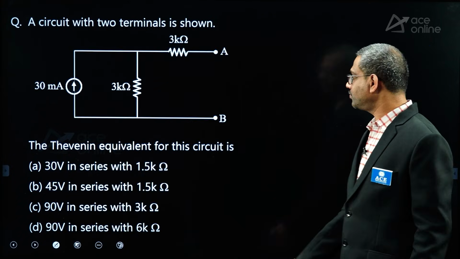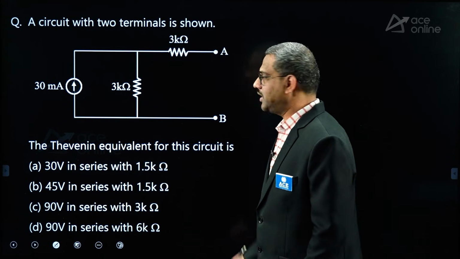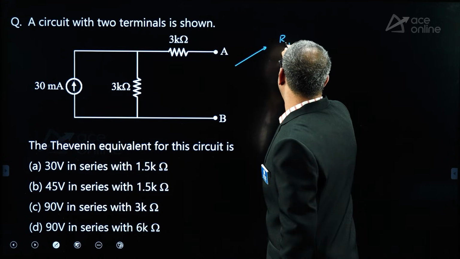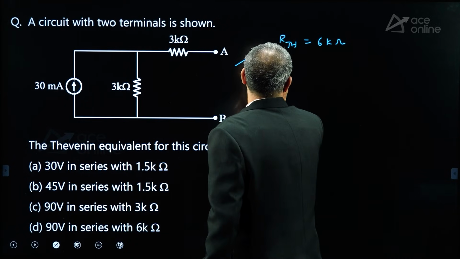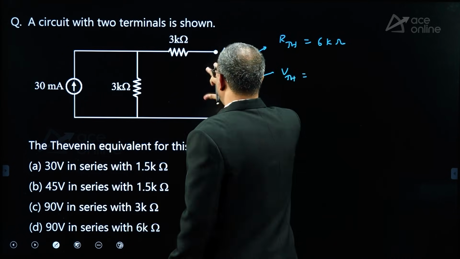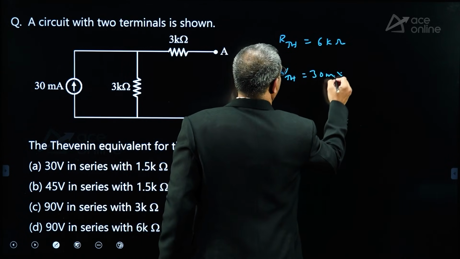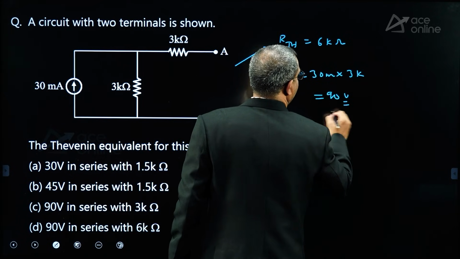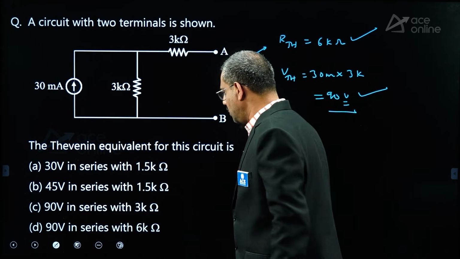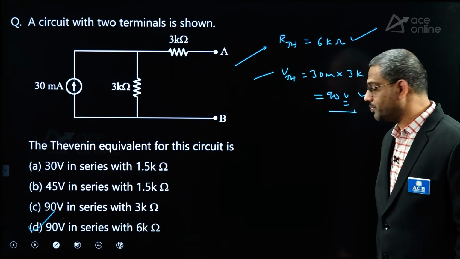Now here he is asking for a circuit with two terminals, the Thevenin's equivalent. What is the Thevenin's equivalent, sir? First of all, the Thevenin's resistance. Open the current source, look from here: 3K, 3K, 6 kilo. Then what is the Thevenin's voltage? The open circuit voltage. That is I into R, that is nothing but 30 milli into R, 3 kilo. So this is clearly 90 volt. 90 volt in series with 6 kilo is option D.